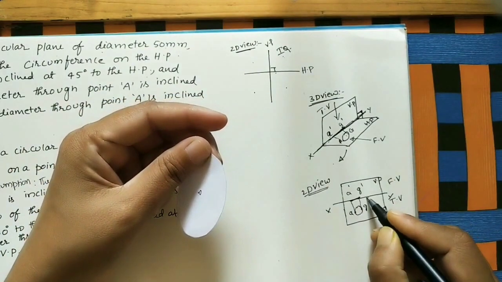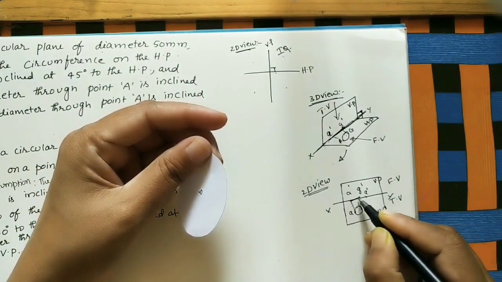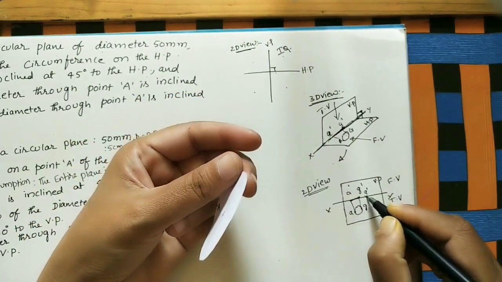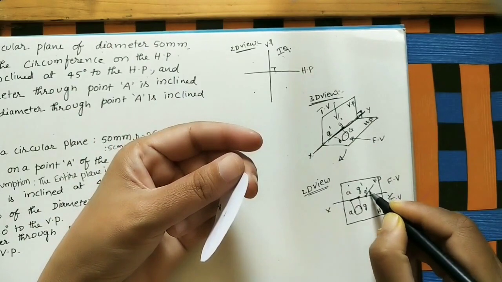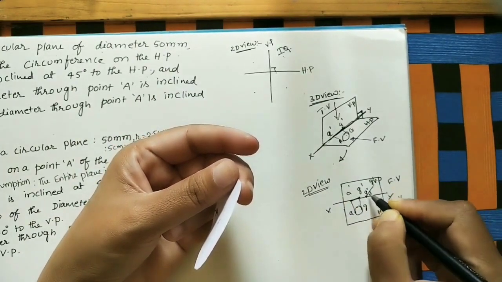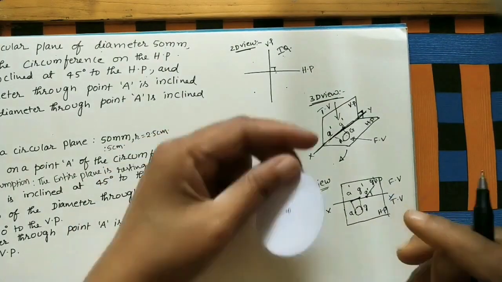mark this A point after some gap, A dash only. Now this length is tilting. This diameter is tilting 45 degrees like this. Whatever diameter is there, it is tilting like this. Now mark G dash here, the end points. This is 45.